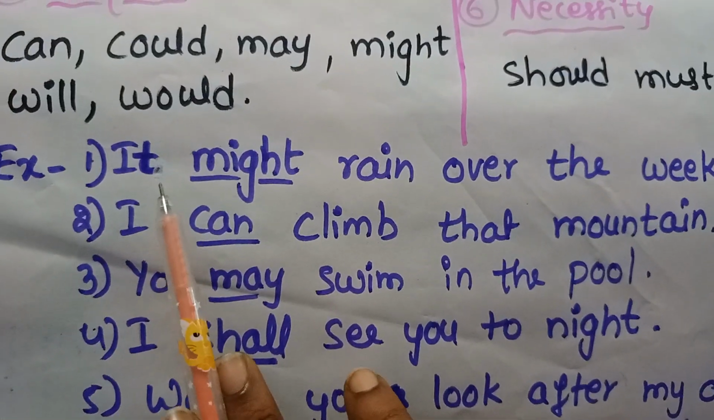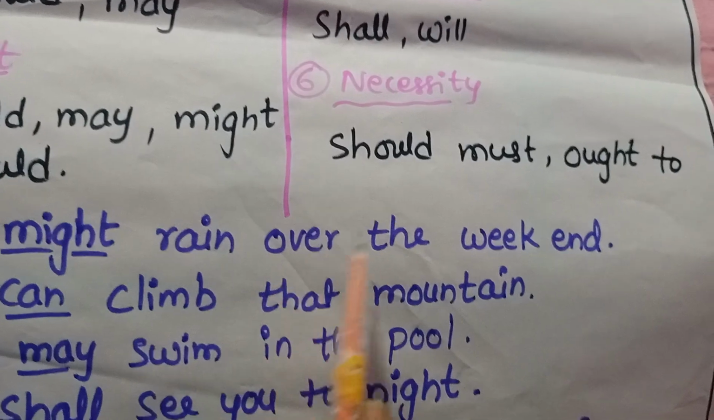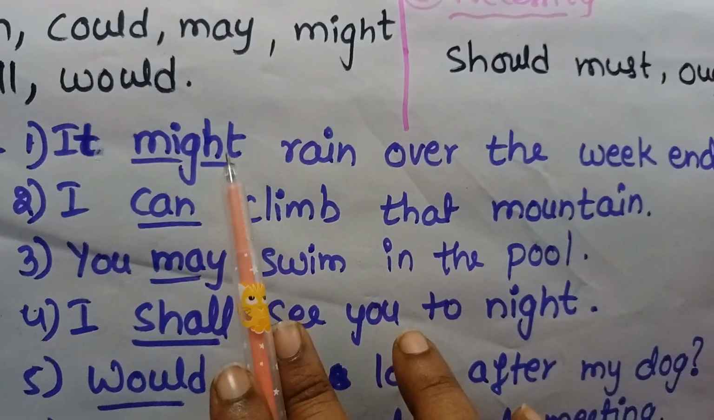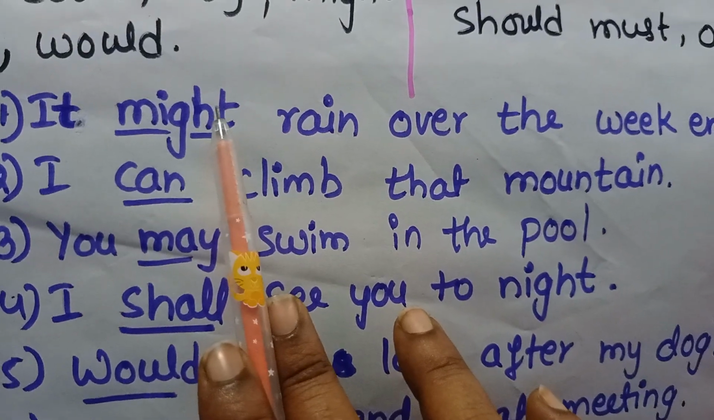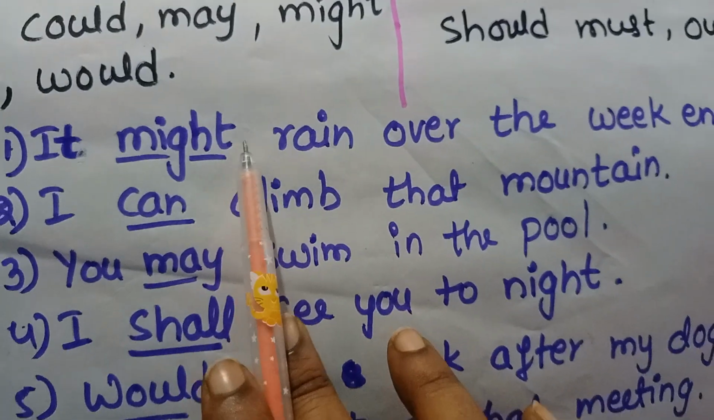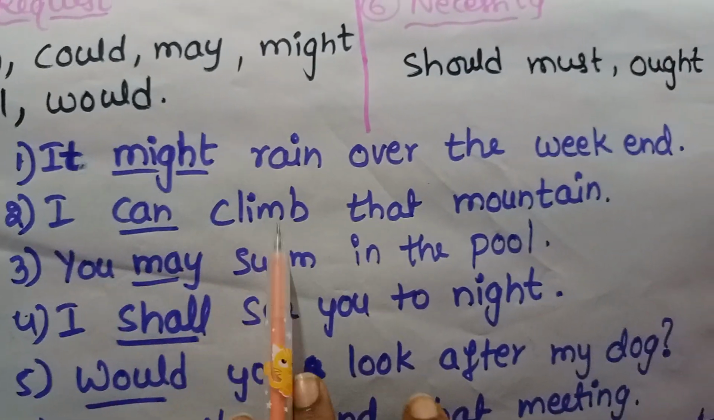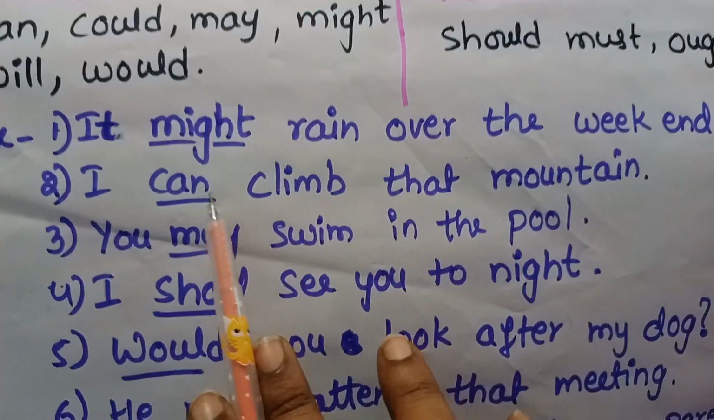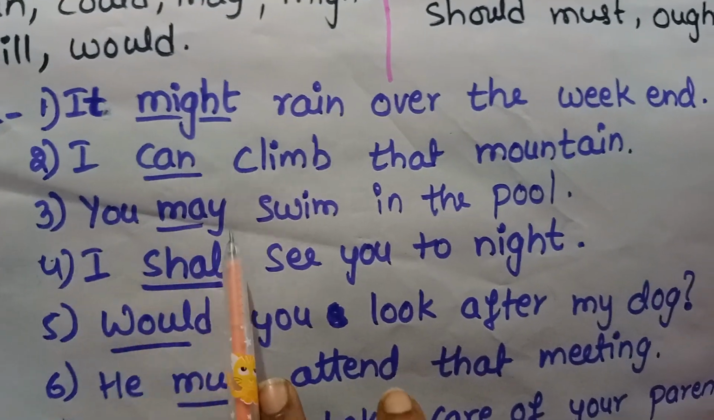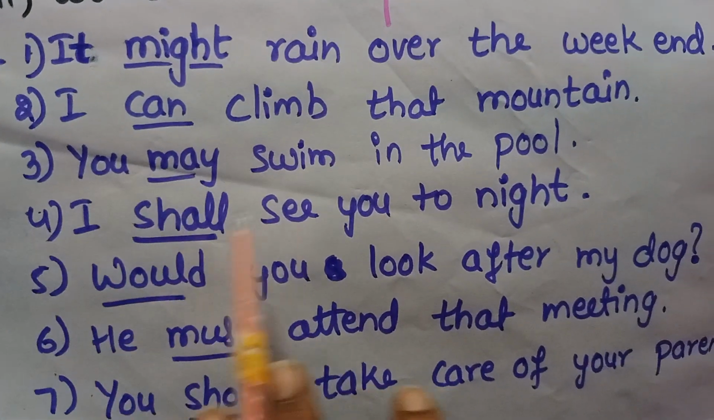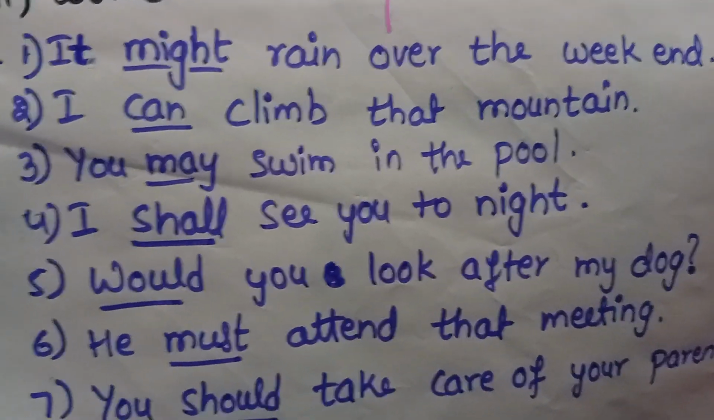Example sentences. It might rain over the weekend. So here this is possibility and likelihood. I can climb that mountain. Can comes under ability. You may swim in the pool. Permission, giving permission.